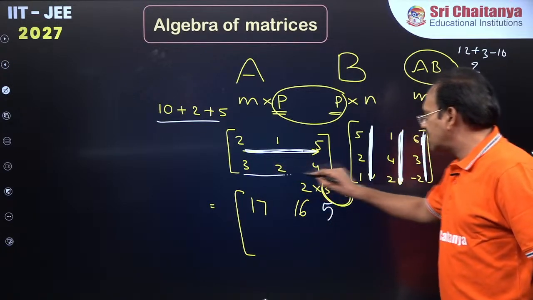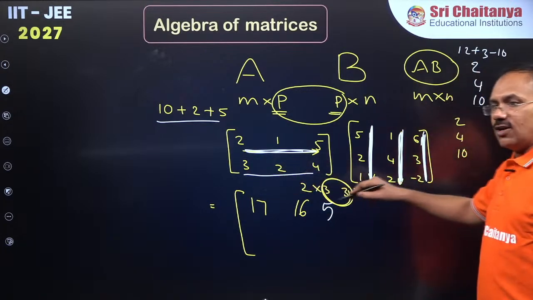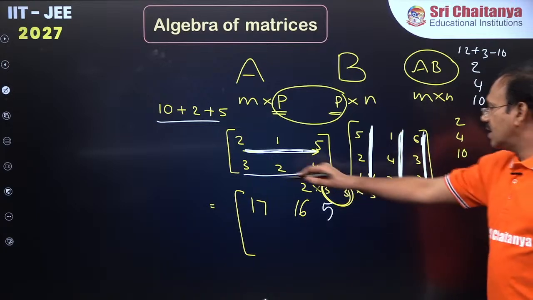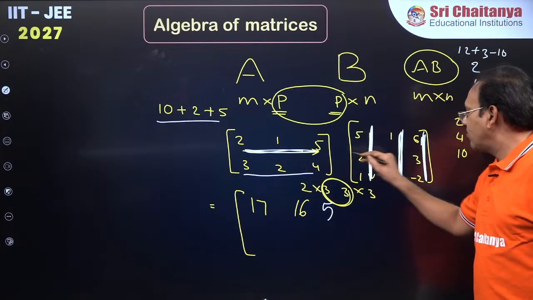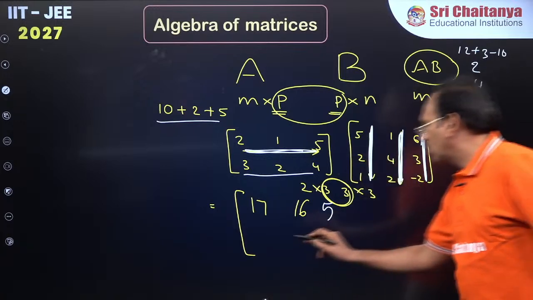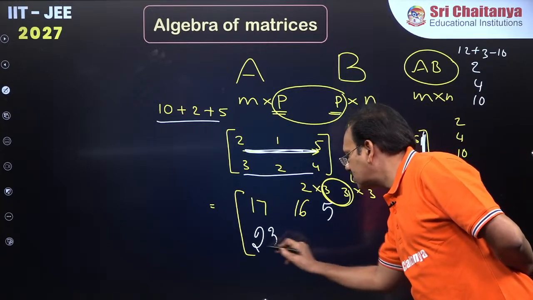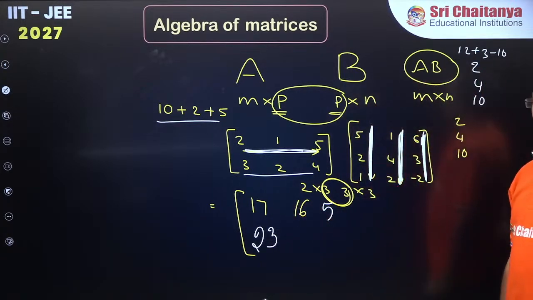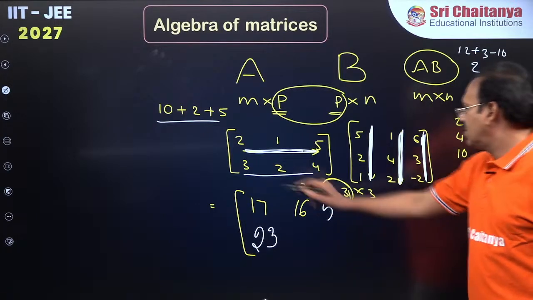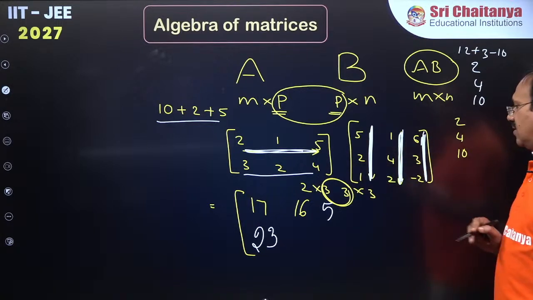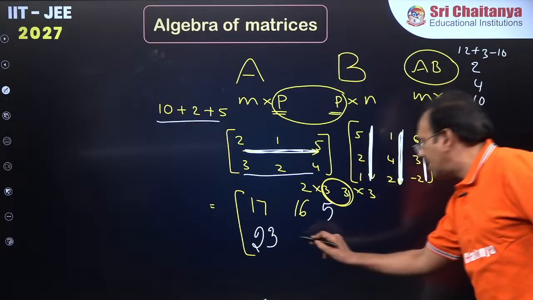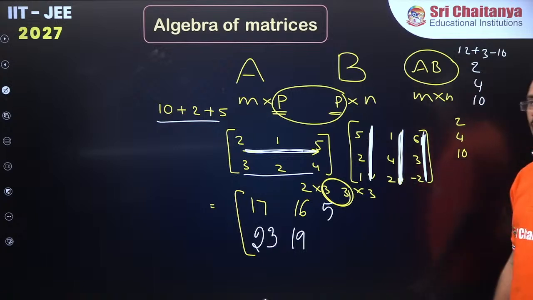Second row is this. Start again with second row first column. Again 15 plus 4, 19 plus 4, 23. This is 23. Okay. Next number all of you try. Second row second column. 3 plus 8, 11. 11 plus 8, 19.